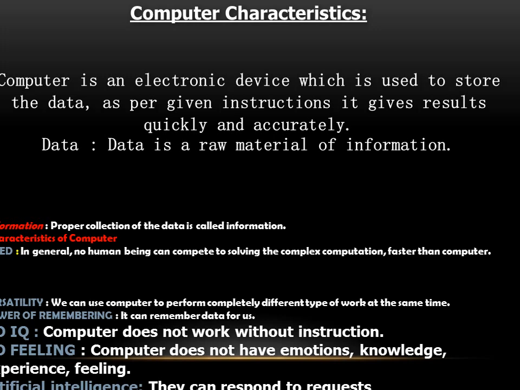Then let's look at no feeling. A computer does not have emotion. It will not say, yesterday you ignored me, so today I will not feed you with what you need. So no feeling. A computer system has to be with no feeling. You may look at artificial intelligence and you may call it feeling, but these are systems that can respond to requests. It's what we call artificial intelligence, when a computer can respond to requests.